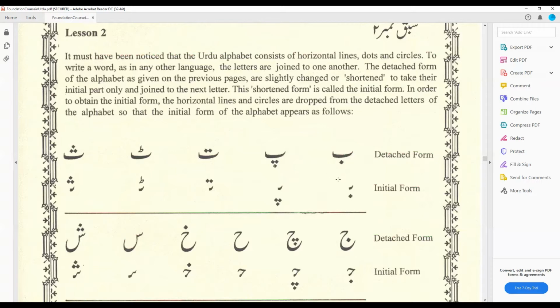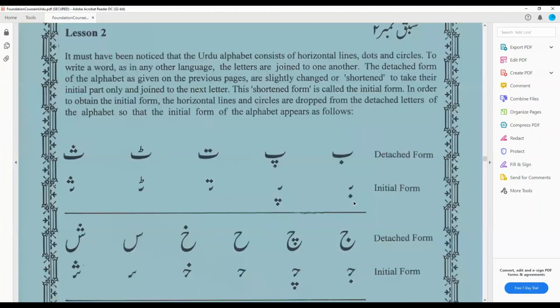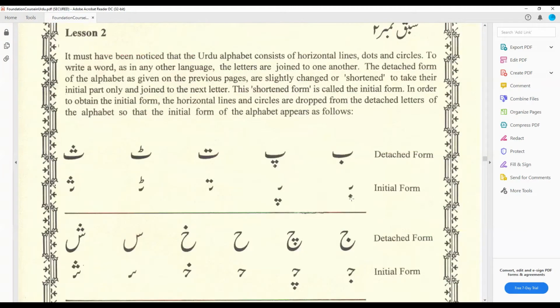So bay is a full shape and detached. This is the detached shape form. And the initial form, when we are coming to write a letter, write anything, we will use this small form of bay. We will use it this way.